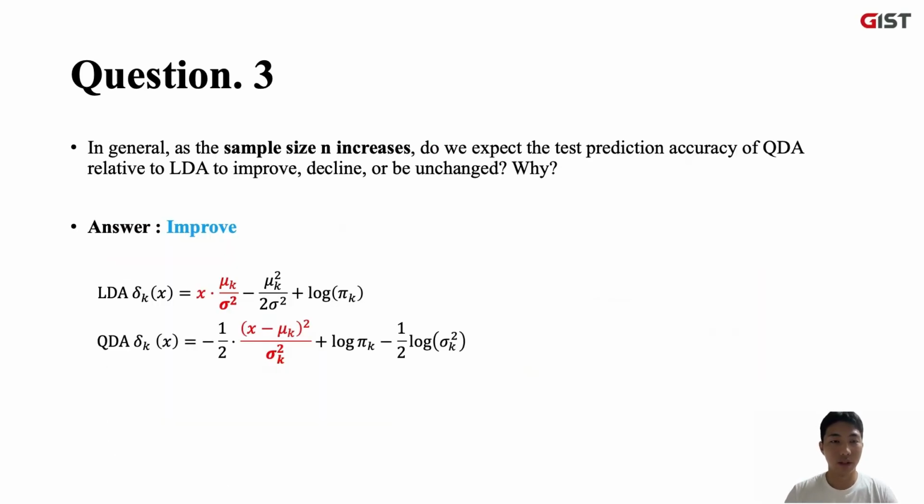And now let's move on to the third question. In general, as the sample size increases, do we expect the test prediction accuracy of QDA relative to LDA to improve, decline, or be unchanged, and why? As you can see on the slide, the answer is that we expect it to improve. Let me explain why from the perspective of the bias-variance trade-off.